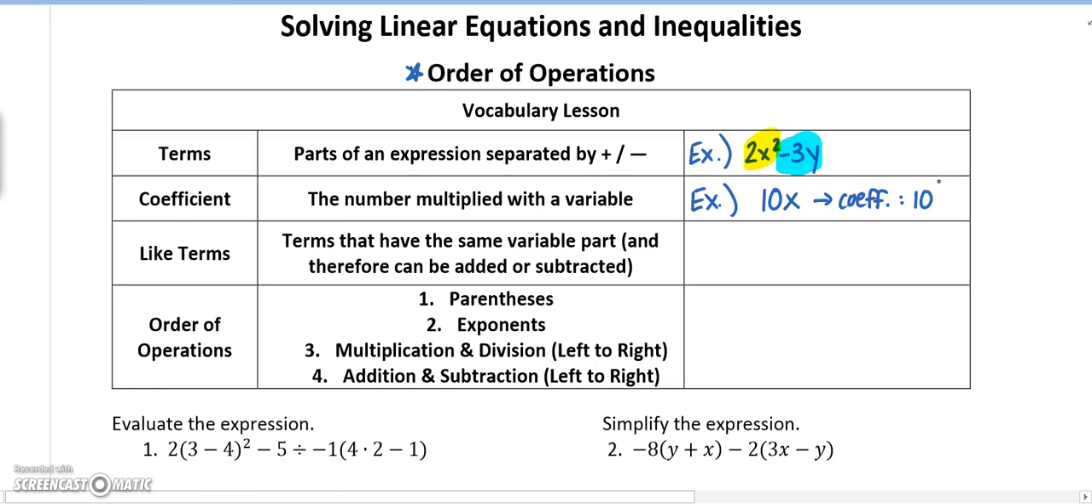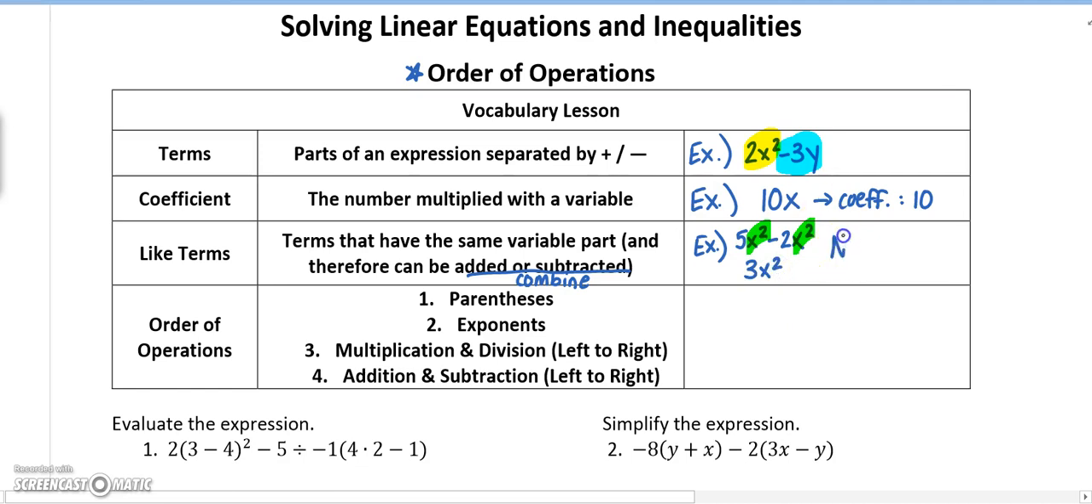Another important vocabulary: like terms. Like terms are terms that have the same variable part, and therefore we can add or subtract them. Or in other words, sometimes we just refer to those two operations as combining them. So for example, some like terms, if we had 5x squared minus 2x squared, because they have that same variable part, they're both x squareds, that means that I can add them. And to add them, we just have to add the coefficients.